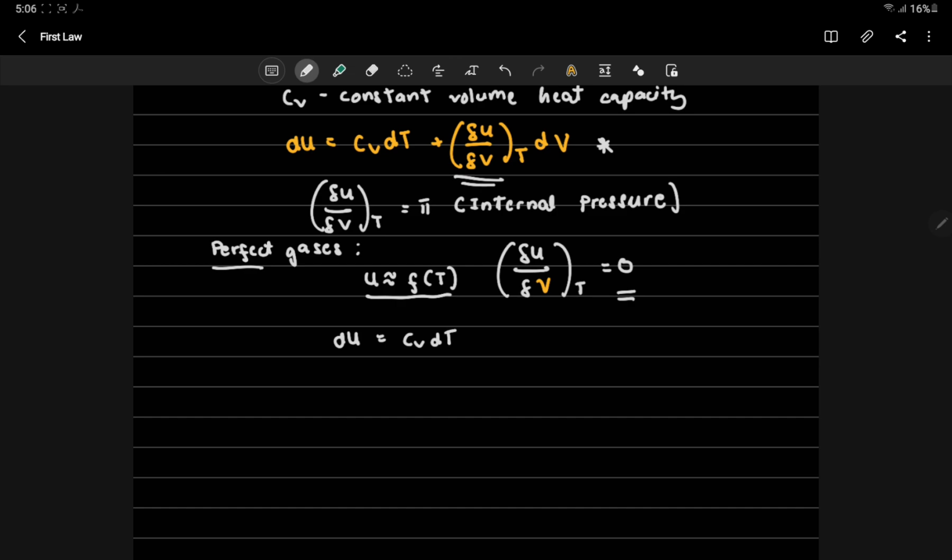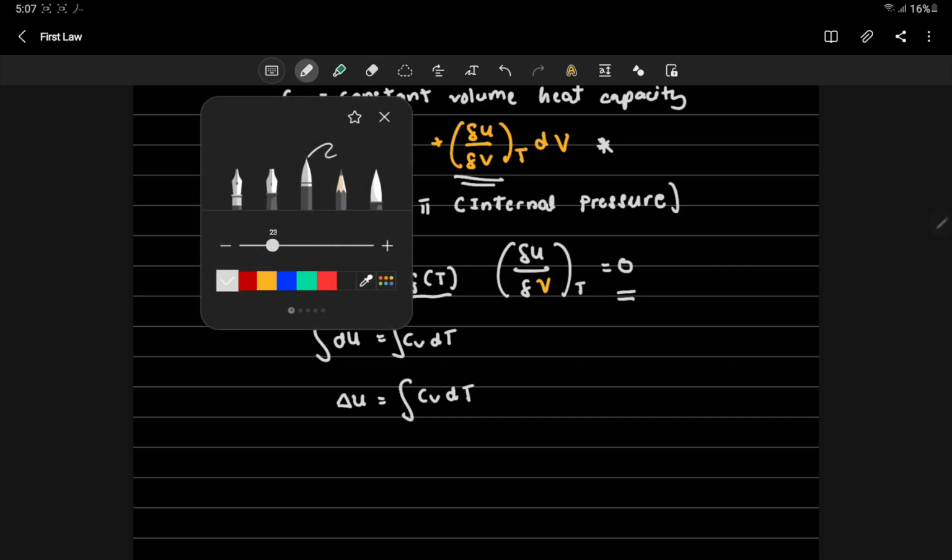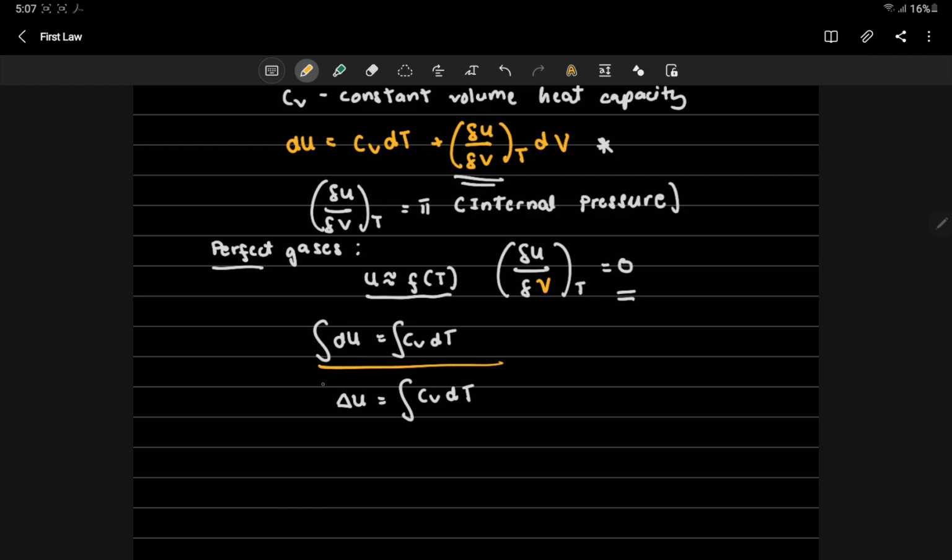Okay? Now, of course, if we integrate both sides of the equation, the integral of dU will be just delta U, or the change in internal energy, and the integral of Cv dT. Sometimes you just don't integrate Cv, sometimes it's constant, sometimes it's not. But this is now how you can calculate the change in internal energy of a perfect gas. Okay, take note again, you use this equation only for perfect gases.